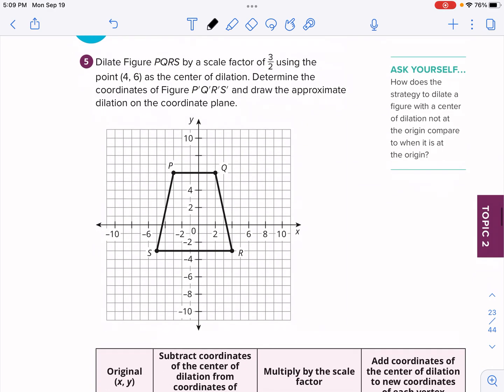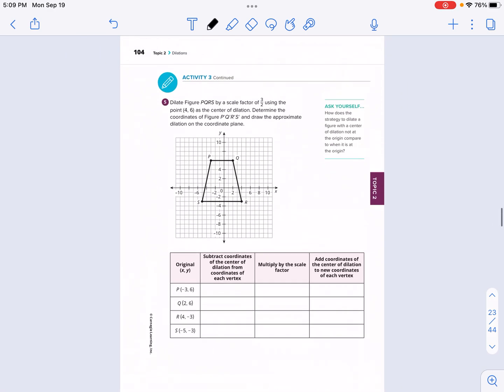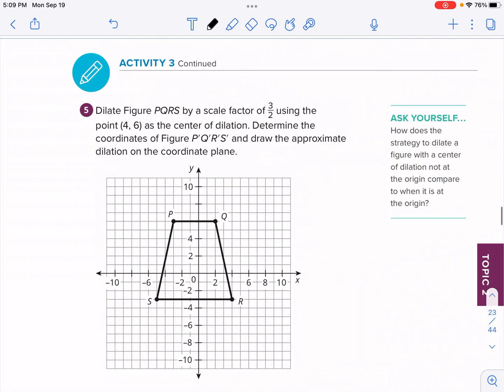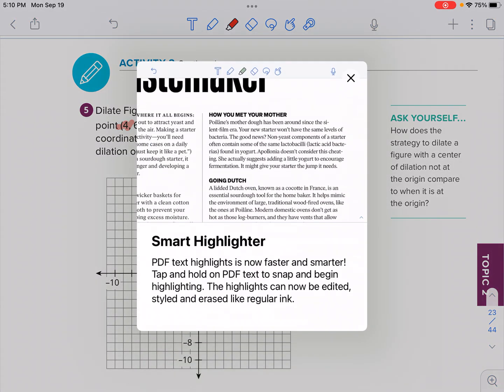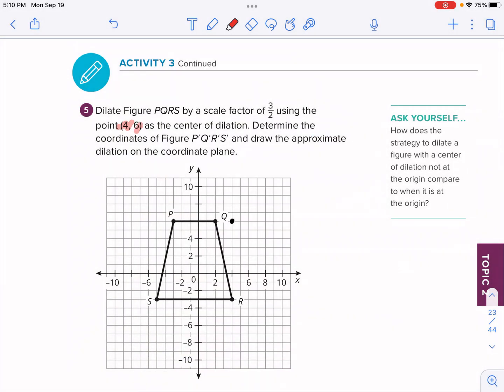For number 5, though, on page 105, we're going to change some things, but I'll read it first. So we're going to dilate this quadrilateral, this figure, and it says using a scale factor of 3 halves using a specific point, and that is (4, 6). Let's put (4, 6) here. (4, 6) is 4 to the right and 6 up. So 1, 2, 3, 4, 5. Looks like it's right here. So this is our center. Our center of dilation, but we're going to change our scale factor.